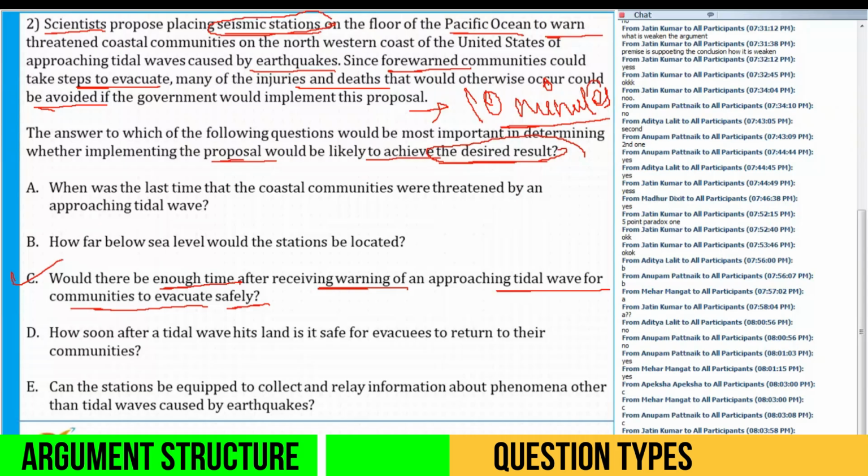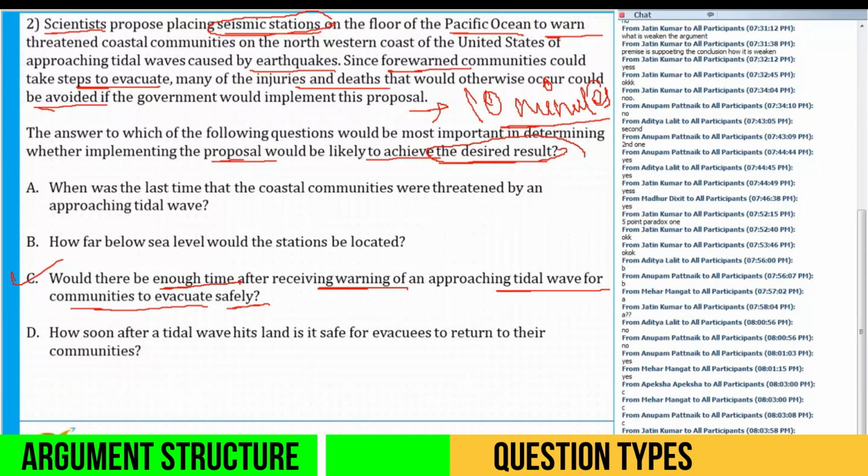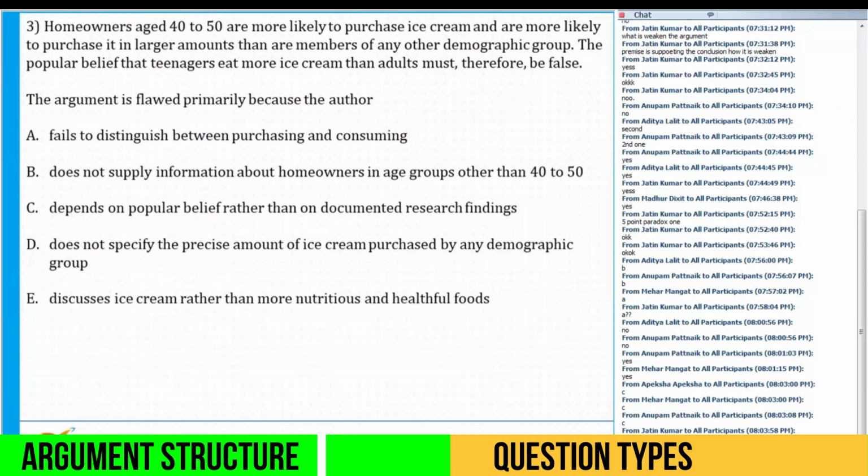But use your common sense. Use your common sense. I think you will be able to sail through easily.